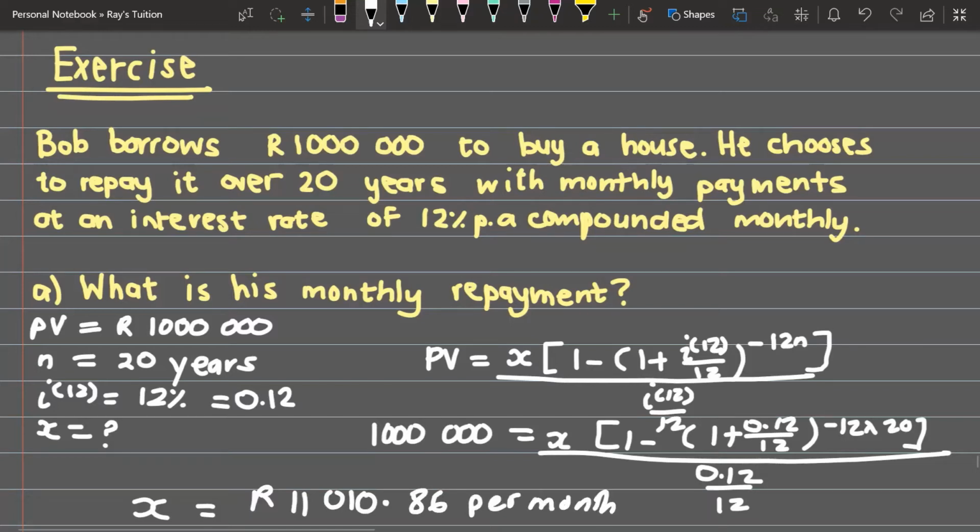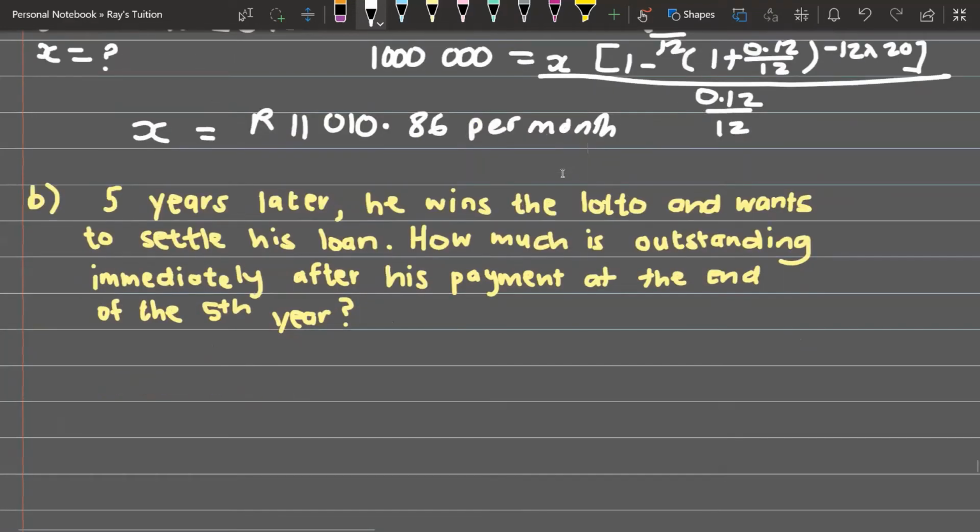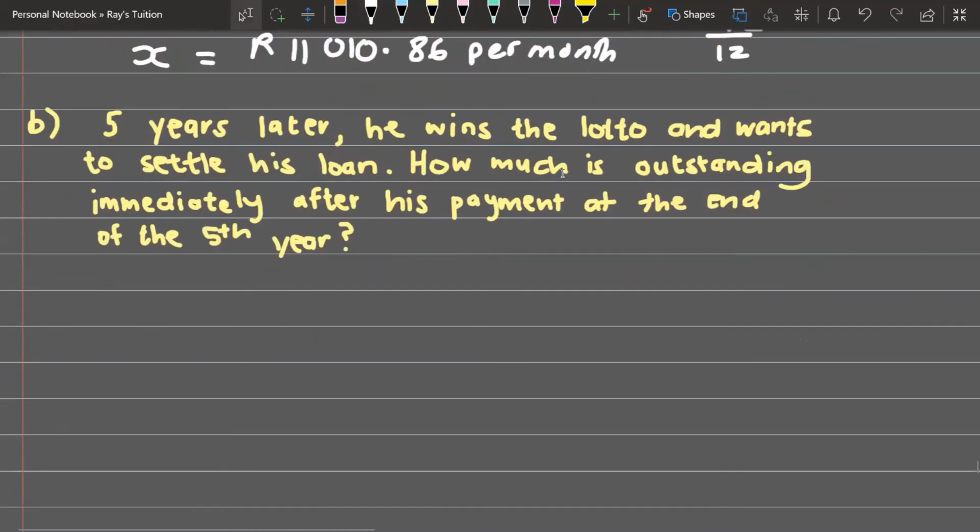Okay, the next part now is the part that has the balance of the loan. So it says 5 years later, he wins the lotto and wants to settle his loan. How much is outstanding immediately after his payment at the end of the 5th year? So he has made payments for 5 years. If you think about that example, the K is 5. We want to know the value at the 5th year.